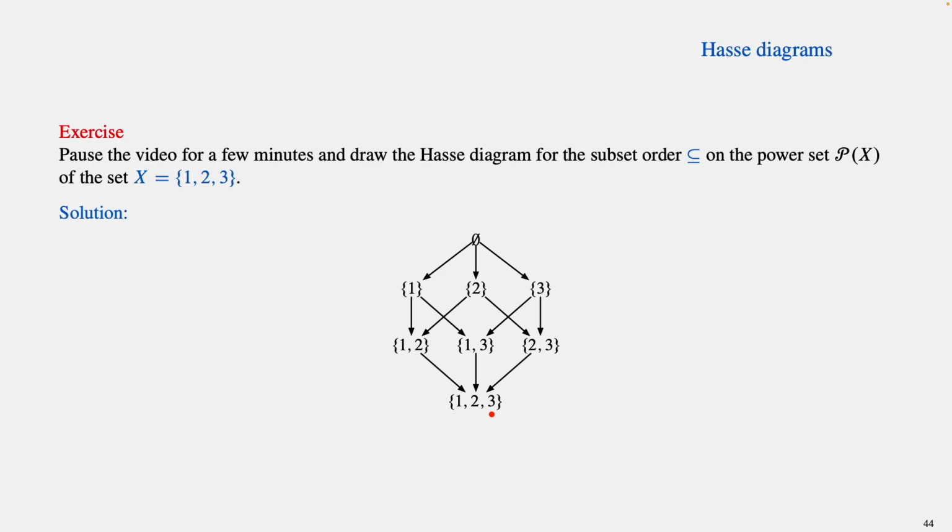And remember, if this was not the Hasse diagram, but the full graph for the subset relation, then, for example, the empty set would have an arrow to each other set in this graph, because the empty set is a subset of any set. And these three sets here also would point all to the full set down here. So we would have a lot more edges that would make the graph messy.